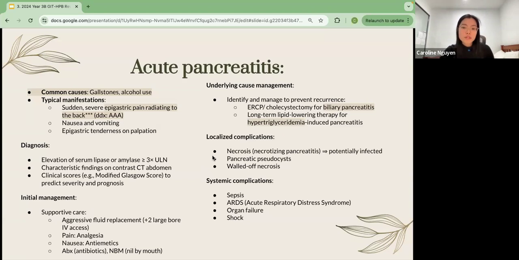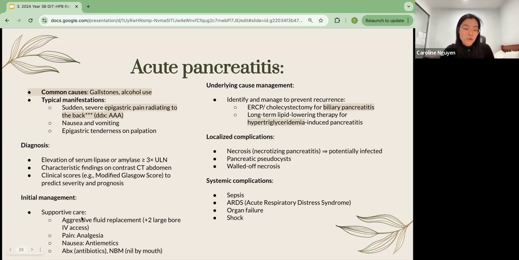So what you can do is solve the cause. Like if it's a biliary pancreatitis issue, then do ERCP or cholecystectomy. If it's a hypertriglyceridemia issue, then give them statins or whatever to lower their lipids. But you can't treat the pancreatitis. All you can do is give them the fluids that they need because they've been vomiting for so much.